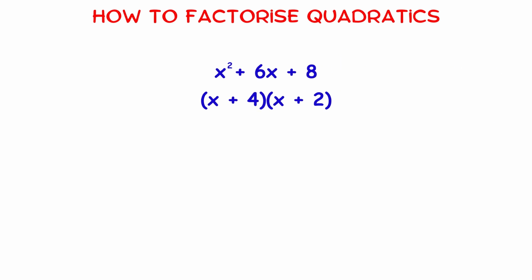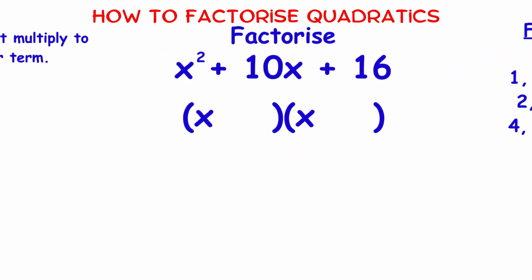In today's video, we're going to take a look at how to factorize quadratics, and all we mean by this is take a quadratic like x squared plus 6x plus 8 and rewrite it as two brackets being multiplied together. So basically each of these two brackets is a factor of the original quadratic, which is why we call it factorizing.